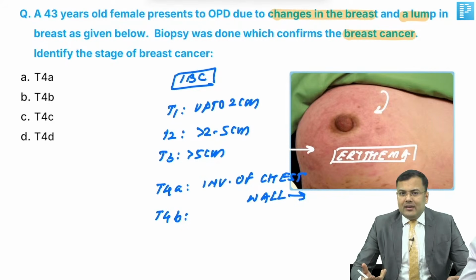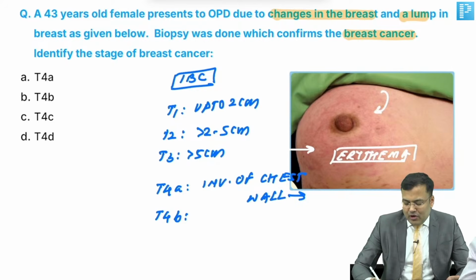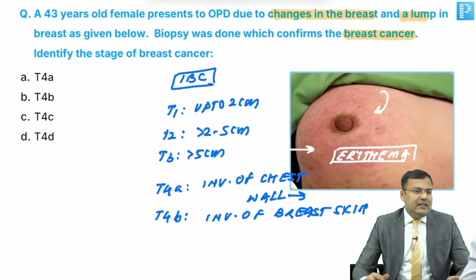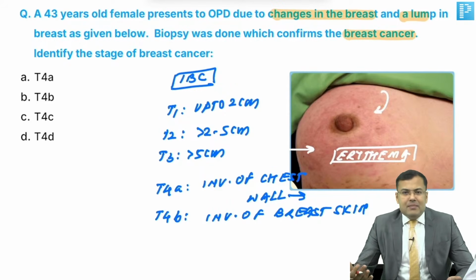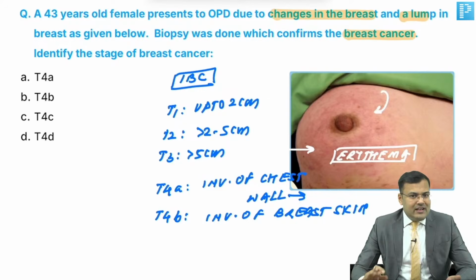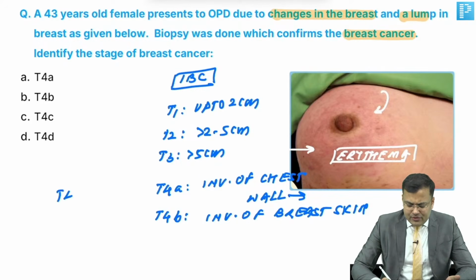And you know what is T4B? B means bahar. Bahar ka structure means there is involvement of breast skin. So what are the changes, guys? You know there is ulceration, there is edema including peau d'orange, there is satellite nodules. So ulceration, edema including peau d'orange and satellite nodules. Clear? So all these are included in T4B.